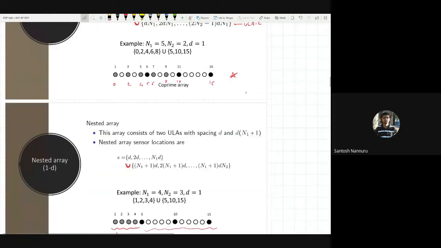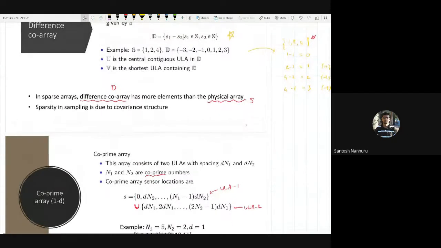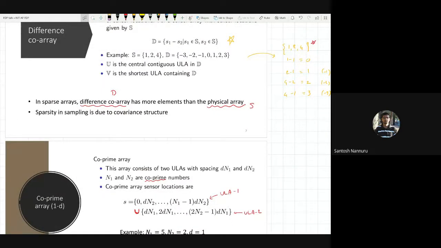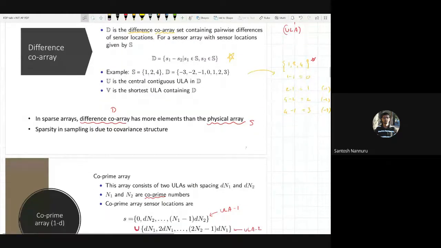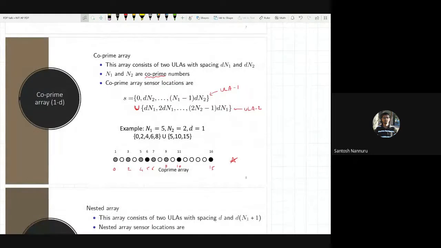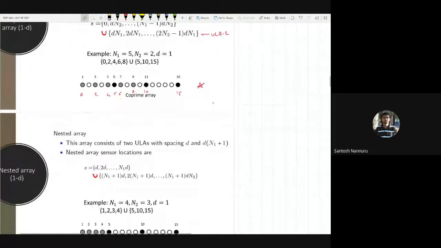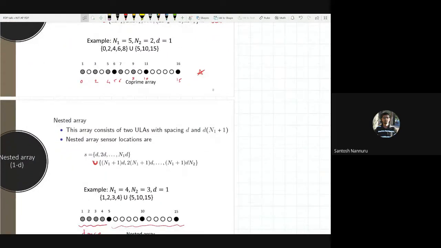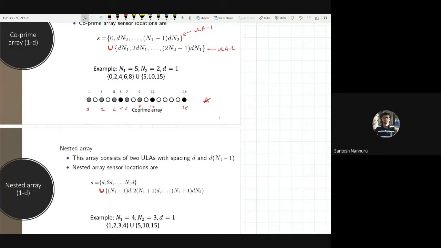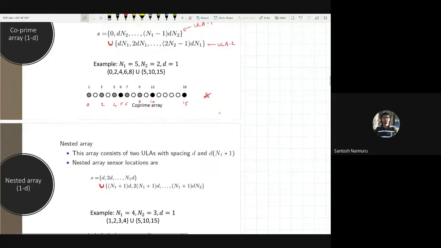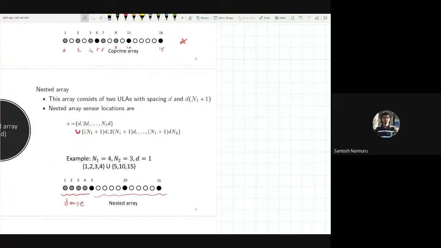Okay. So why these two? What is the benefit of these two sparse arrays, and how does the difference array come into it? If you look at the difference array of this, can we try to list for this coprime array what is the difference, or for this nested, which is easier? This one has 4 plus 3, which is 7 sensors. This has 5 plus 3, which is 8 sensors. Let me try to list the difference array for this nested array. So what is the set S here? It's 1, 2, 3, 4, 5, 10, 15.